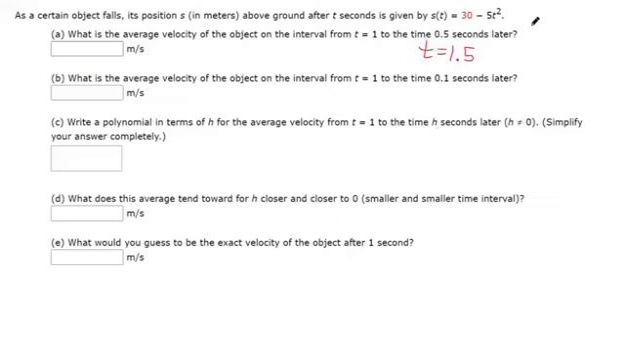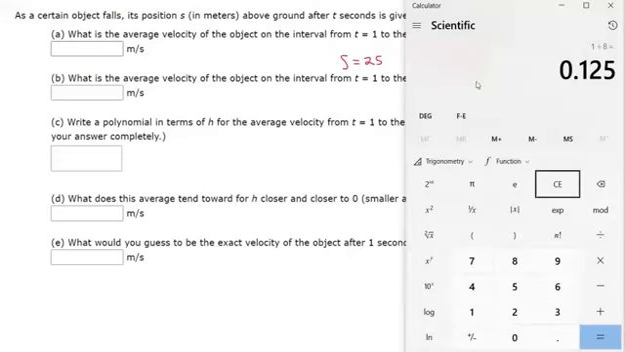It's really just a slope problem. You have to find the y coordinates, the heights that correspond to these time points. And that's real quick. If you plug in 1 for t, 1 squared is 1. 1 times 5 is 5. 30 minus 5 makes 25. So s equals 25. And if you plug in 1.5, it's going to have some decimals.